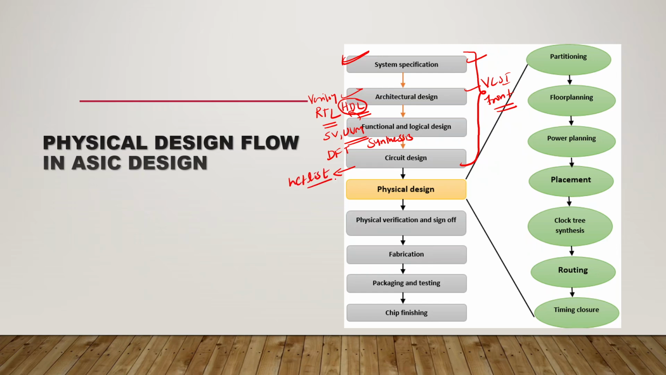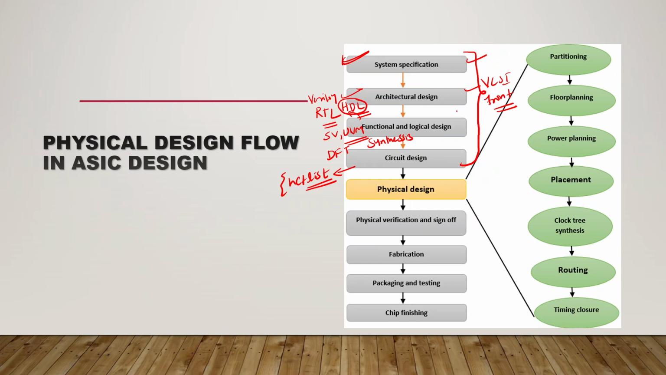Input for physical design is nothing but the gate level netlist, which they will produce, and they will give it to the physical design. So what will the physical design engineers do? They will take the input. Suppose I will tell you with one example.